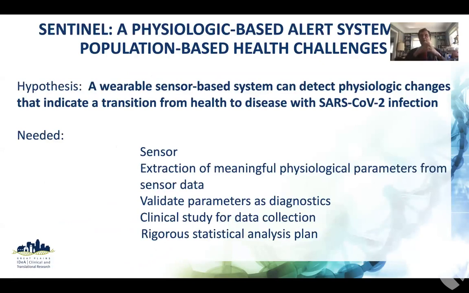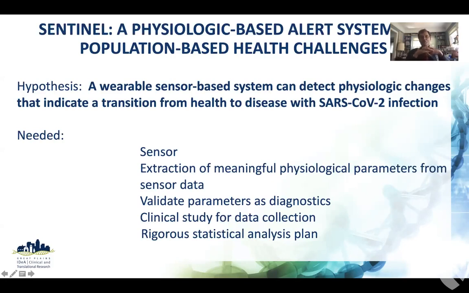So what's needed to deliver on our hypothesis, which is that a wearable sensor-based system can detect physiologic indicators that will diagnose a transition from health to disease with SARS-CoV-2 infection. So what's needed is a sensor that can detect the relevant signals, a way to extract meaningful physiologic parameters from those data. We then have to validate those parameters as diagnostics. And so to do that, we need a clinical study for data collection and rigorous statistical analysis plans that allow those data to be interpreted.